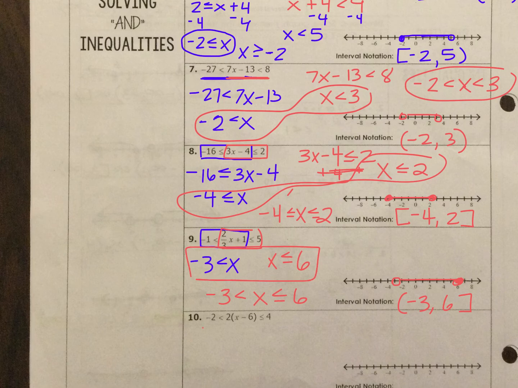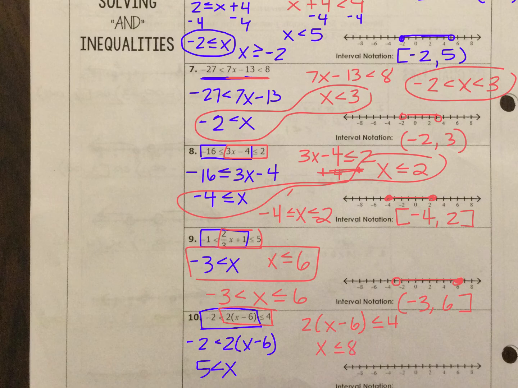I didn't do this in the last one, but I should have. Let's write out what our two problems are going to be. Negative 2 less than 2x minus 6. And that one, the answer is going to be 5 is less than x. The second problem, 2x minus 6 less than or equal to 4, and that one's going to be x is less than or equal to 8.